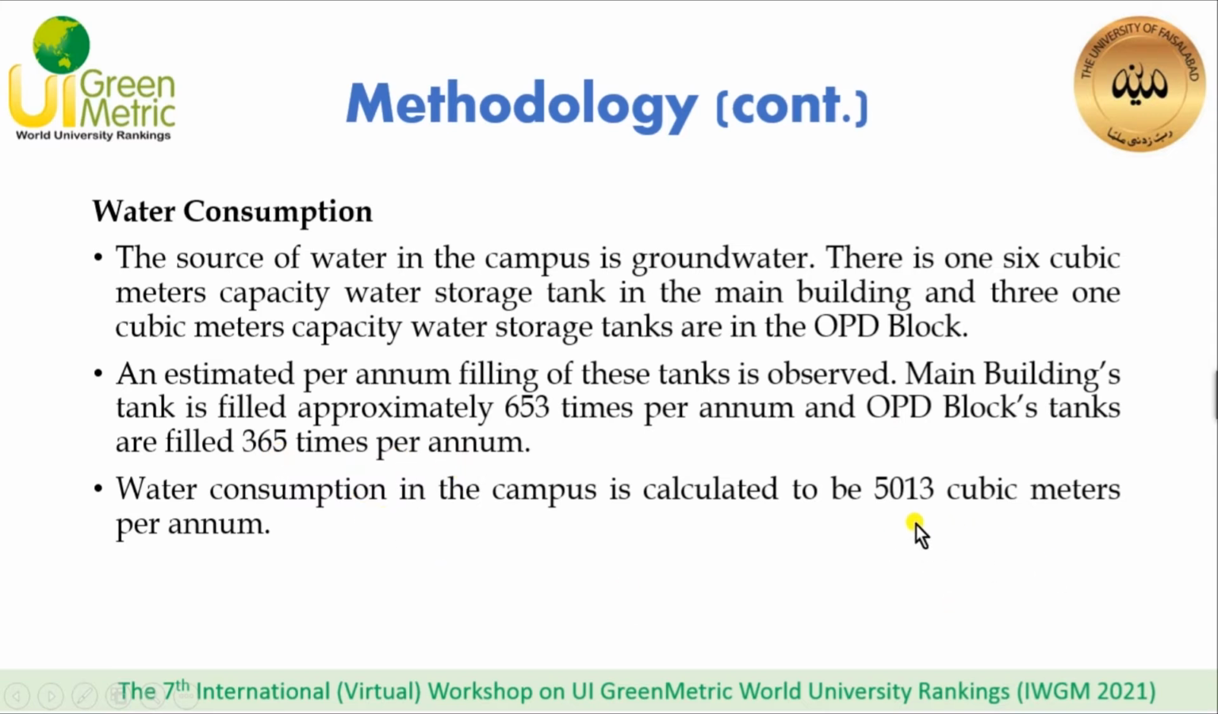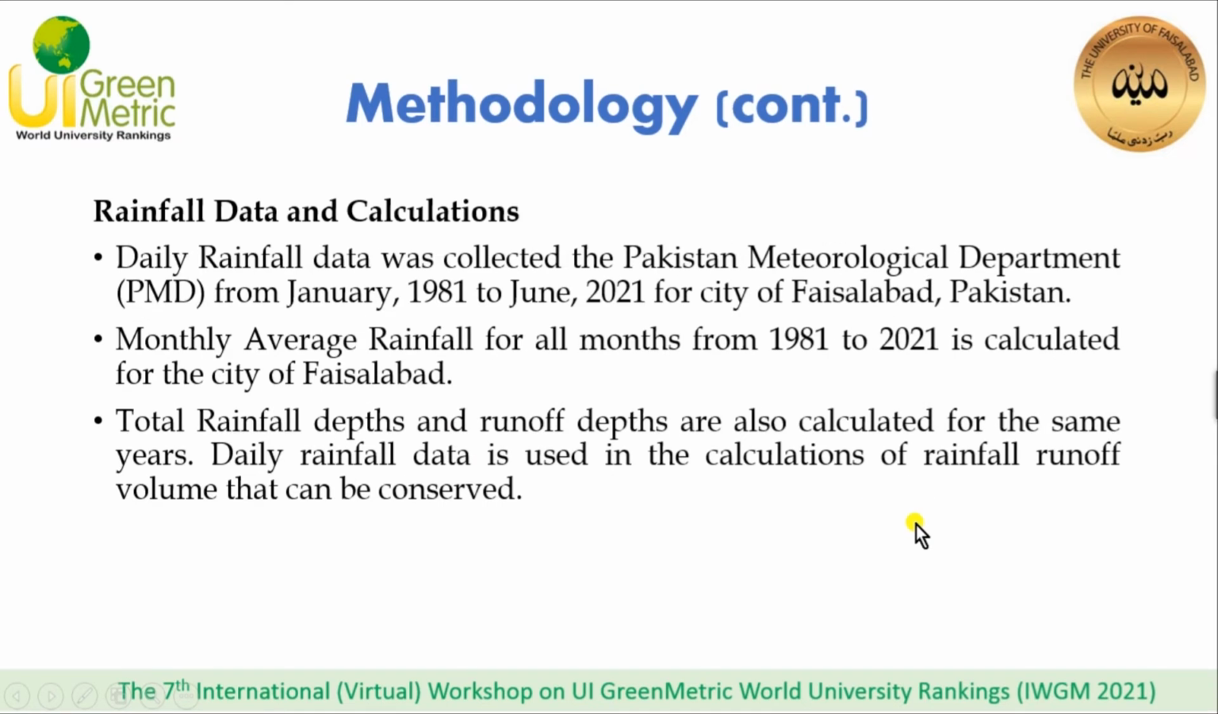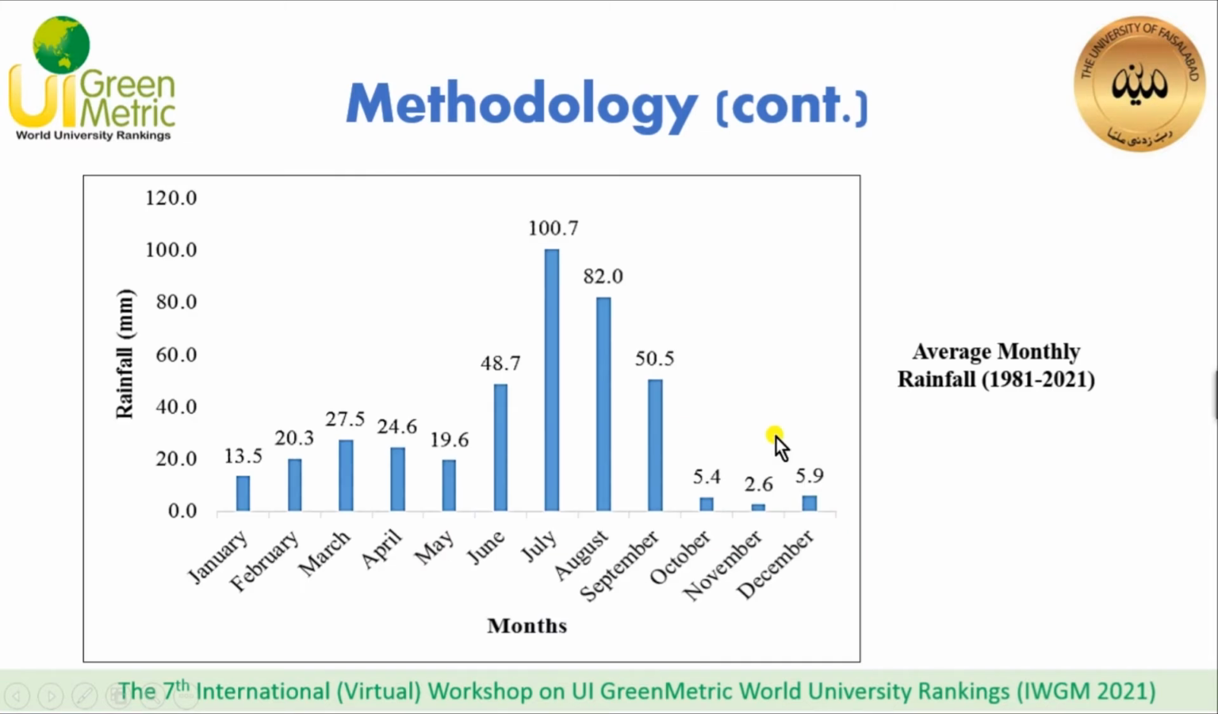Rainfall data for the study is collected from the Pakistan Meteorological Department from January 1981 to June 2021. For the city of Faisalabad, monthly average rainfall is calculated, and also rainfall depths and runoff depths are calculated. If I talk about the average monthly rainfall for the city of Faisalabad, it is shown in this figure, and we can see that the maximum average rainfall is in the month of July from 1981 to 2021.